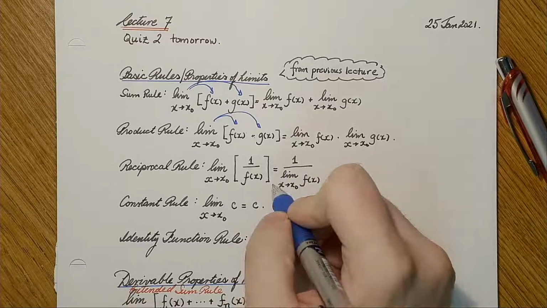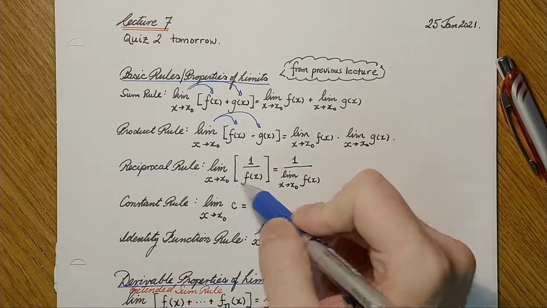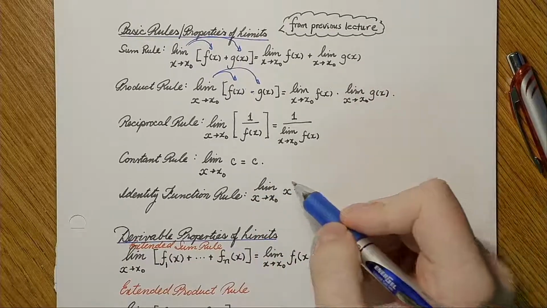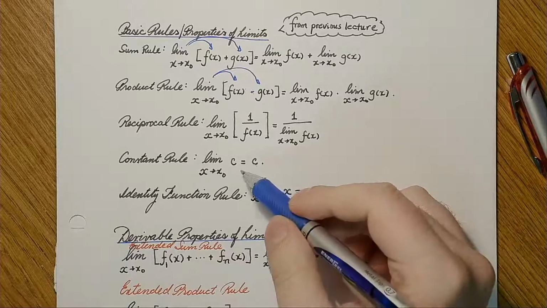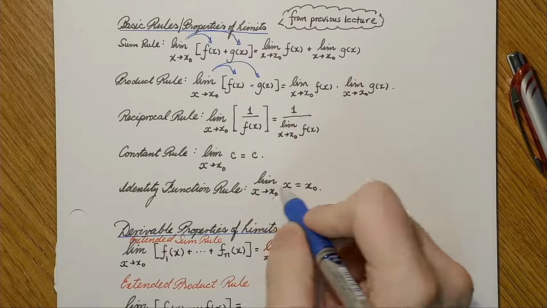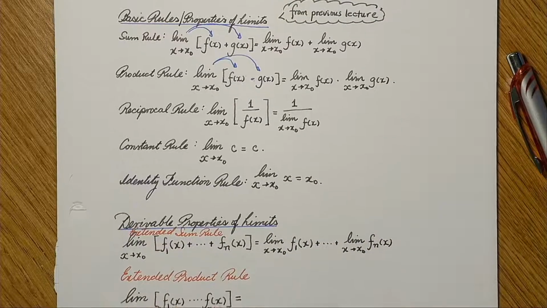We have a reciprocal rule, which just applies the limit to the denominator. Followed by, we have a constant rule, which is the limit of a constant is itself, and the identity, which is the limit as x goes to x naught of x is just x naught.